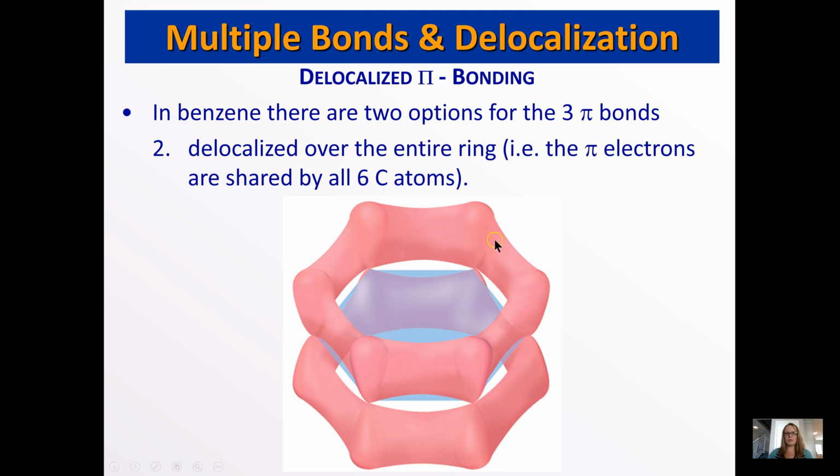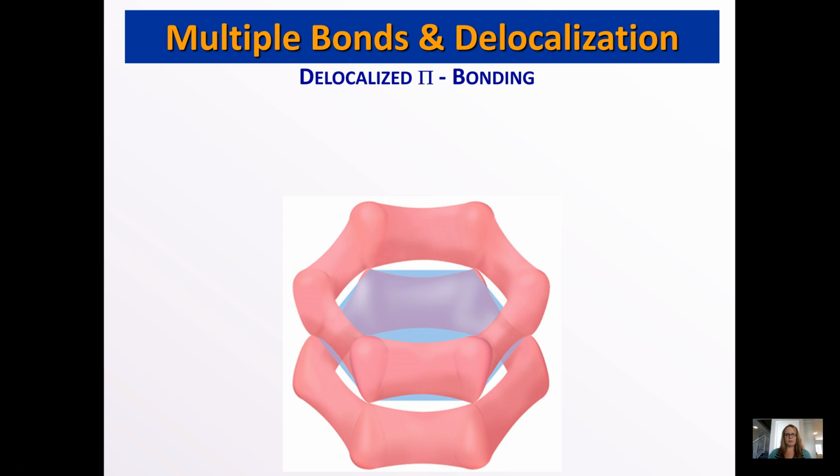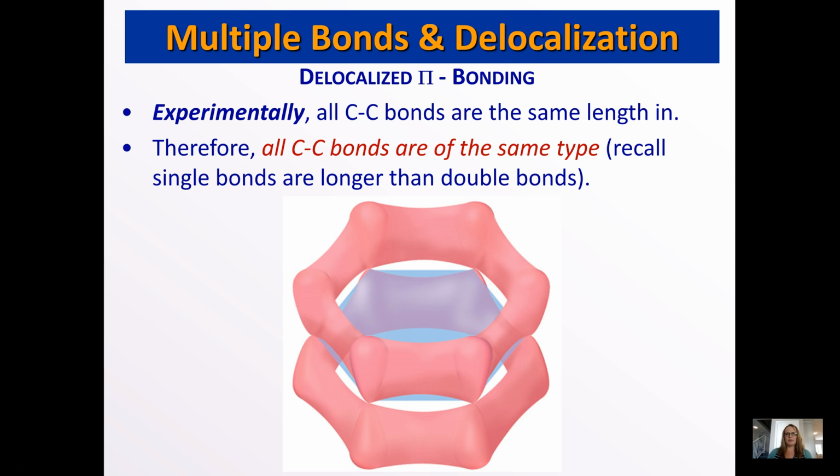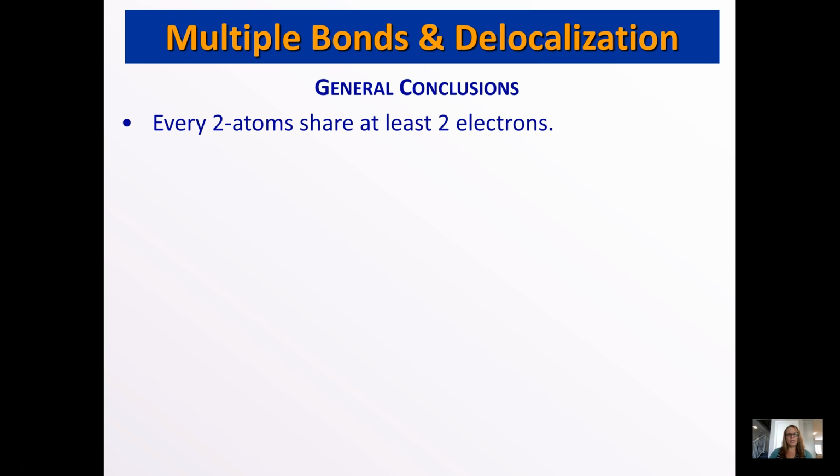There's this overlapping cloud above and below the plane that is basically a river of electrons. They can move freely between all of these p orbitals, both above and below the plane, so they're delocalized over the entire ring. So that's what I was saying. Experimentally, they're all the same type, so that's how we figured it out. It's actually just what we call delocalization, not resonance. Delocalization.